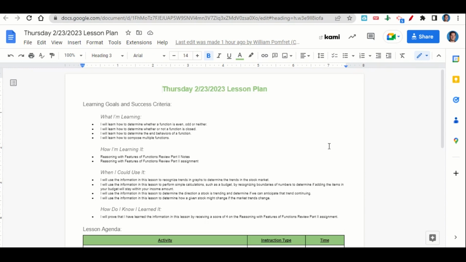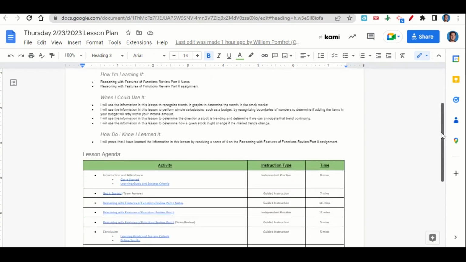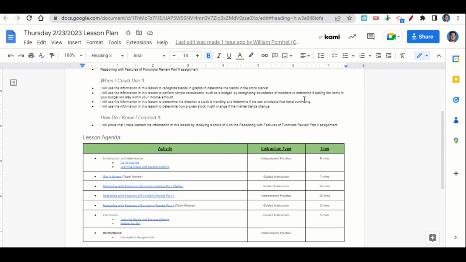How do you know you learned it? By getting a score of 4 on the Reasoning with Features of Functions Review Part 2 assignment. Now let's take a look at our agenda for today. We will begin by going over the learning goals and success criteria.